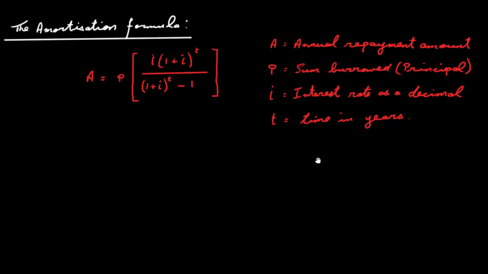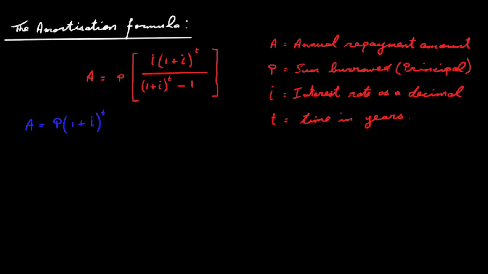So let's have a look at how we're going to do this. Remember your basic formula here, by the way, is it's just going to be A is going to be equal to P times (1 plus I) to the power of T.